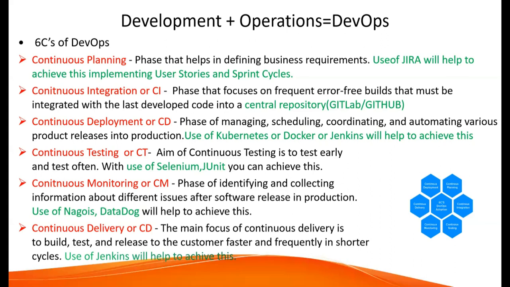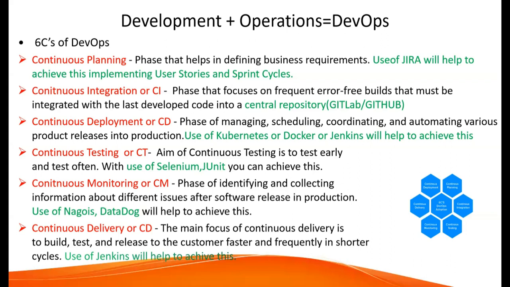And the last C is continuous delivery, or CD. The main focus of continuous delivery is to build, test, and release to the customer faster and more frequently in shorter cycles. And how can you do that? With the help of the Jenkins tool, which is called a CI/CD pipeline.